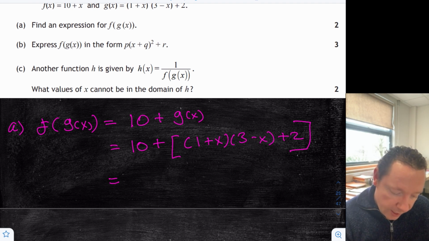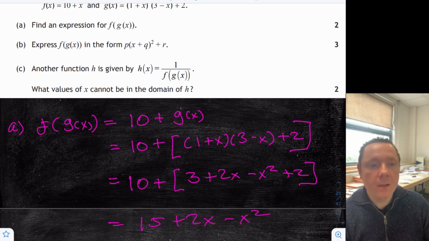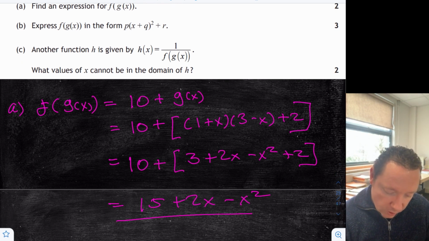So I'll expand the brackets. That's 10 plus 1 times 3 is 3, minus x plus 3x is plus 2x, minus x squared plus 2. So that equals 10 plus 3 is 13, plus 2 is 15. So it's 15 plus 2x minus x squared. Or you can write that as minus x squared plus 2x plus 15. But I'll just leave it there.